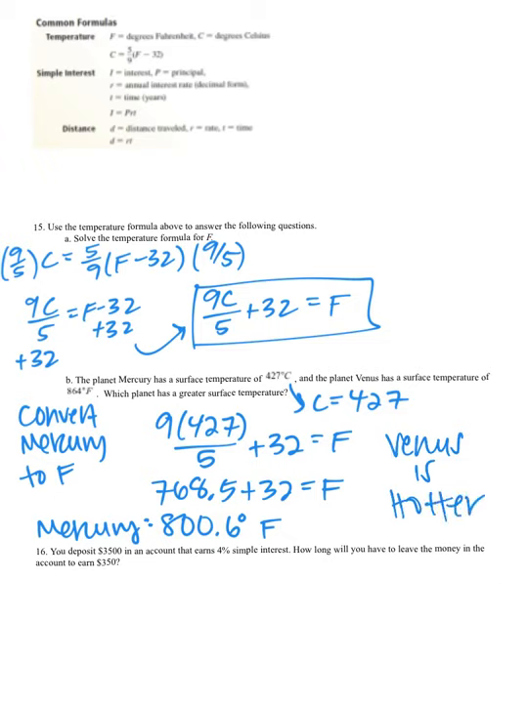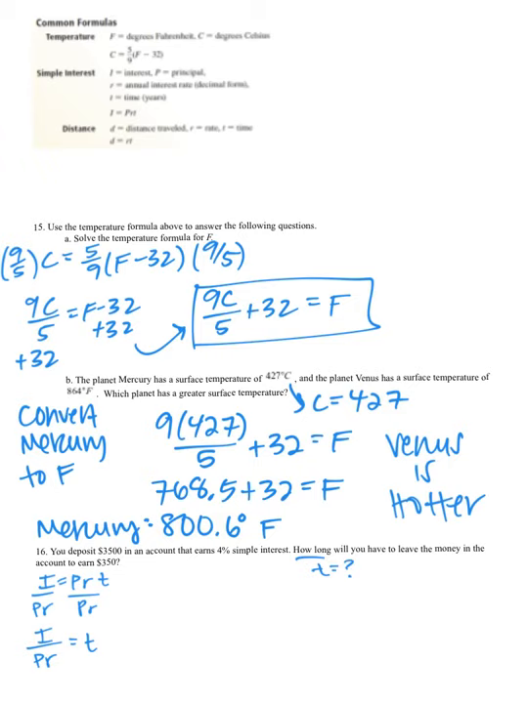Okay, so for the next one, I'm told that I deposit $3,500 in an account that earns 4% simple interest. I want to know how long I have to leave the money in the account to earn $350. So it says how long. That means that I am solving for t. If my original equation for simple interest is I equals PRT, I want to solve for t, so I need to isolate t. So let's divide both sides by P times R. And that gives me I over P times R equals t.